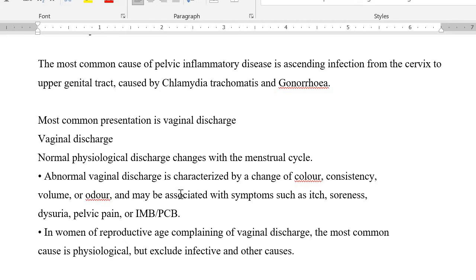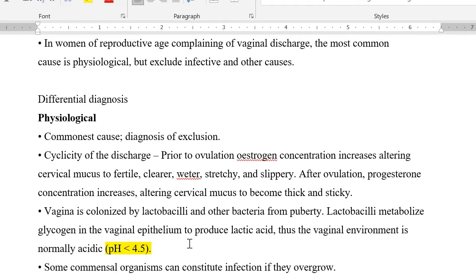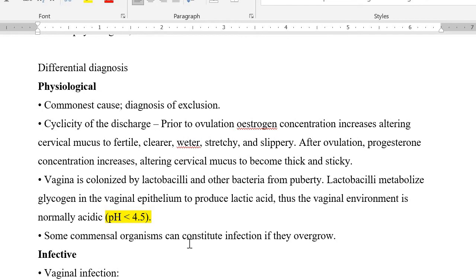Abnormal discharge is characterized by change of color, consistency, volume or odor, and may be associated with symptoms such as itch, soreness, dysuria, pelvic pain, intermenstrual bleeding, or postcoital bleeding. In women of reproductive age complaining of vaginal discharge, the most common cause is physiological, but we need to exclude infective and other causes. So read the question carefully. If they ask you what is the most common type of discharge, your answer is physiological.